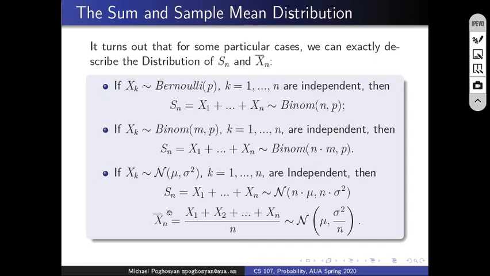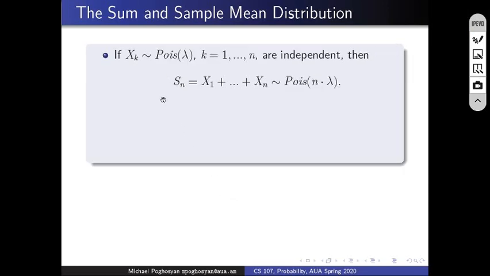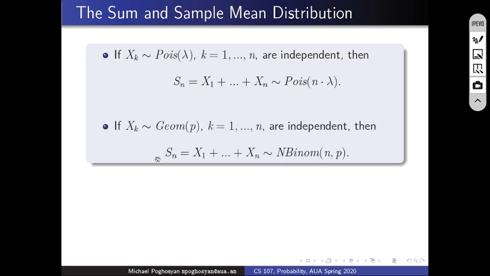So in these three cases, we know the distribution of either the sum or also the average. If Xk's are Poisson with parameter lambda and are independent, then their sum will be again Poisson with parameter n times lambda. We have talked about the sum of two independent Poisson distributions in our previous lectures. And if Xk's are geometric with parameter p and are independent, then their sum will be negative binomial with parameters n, p. N is the number of Xk's, n and p.